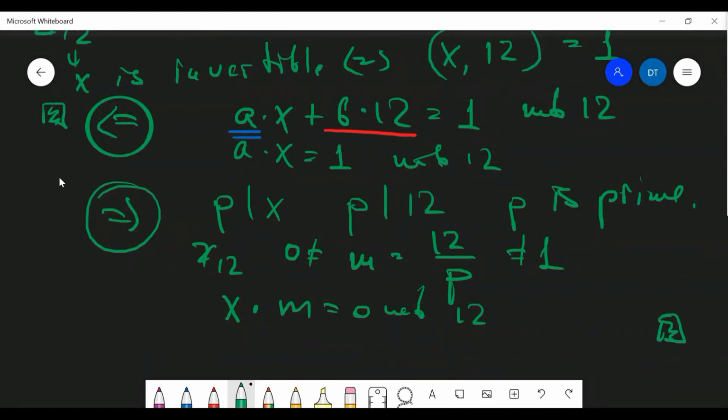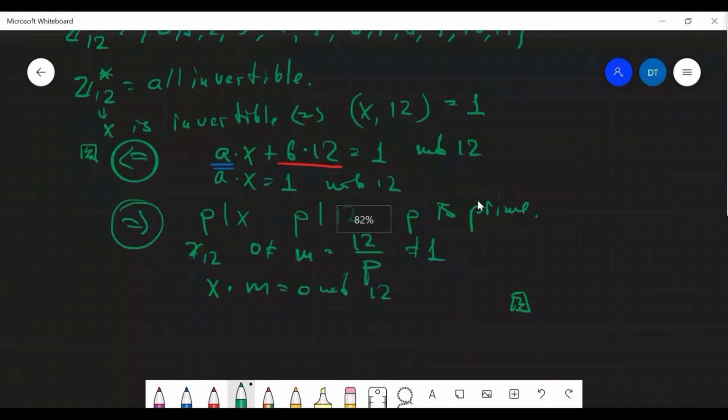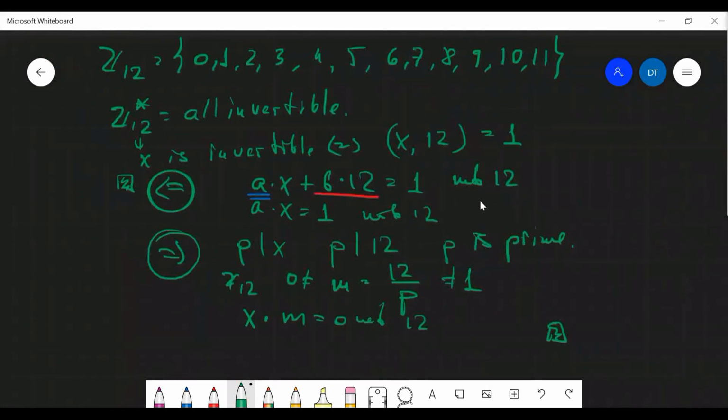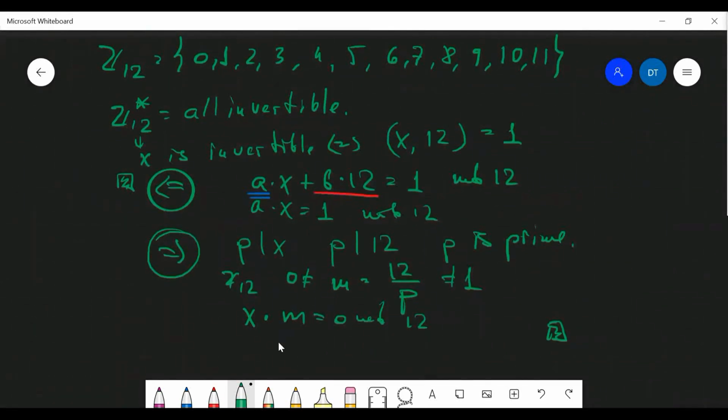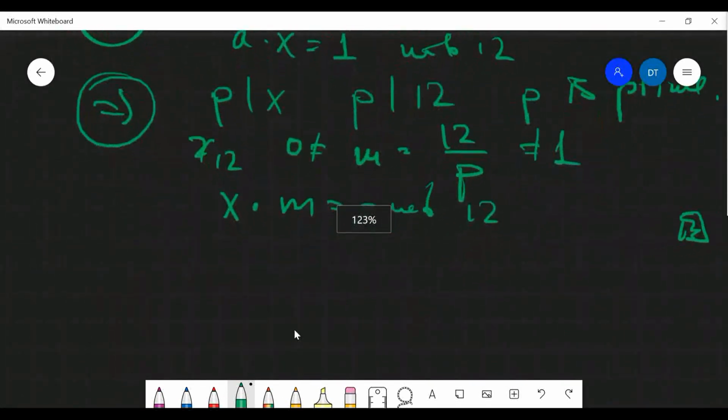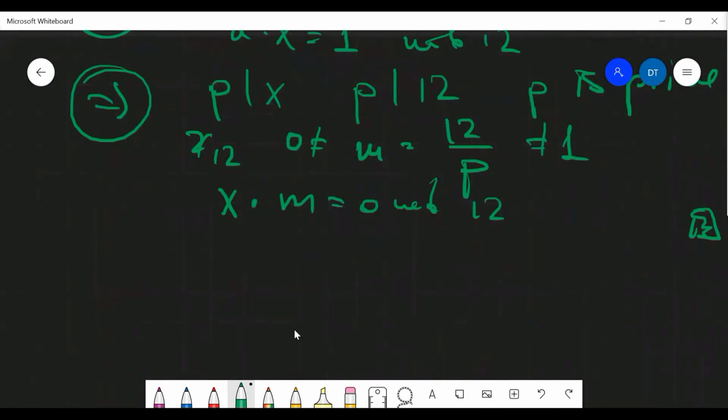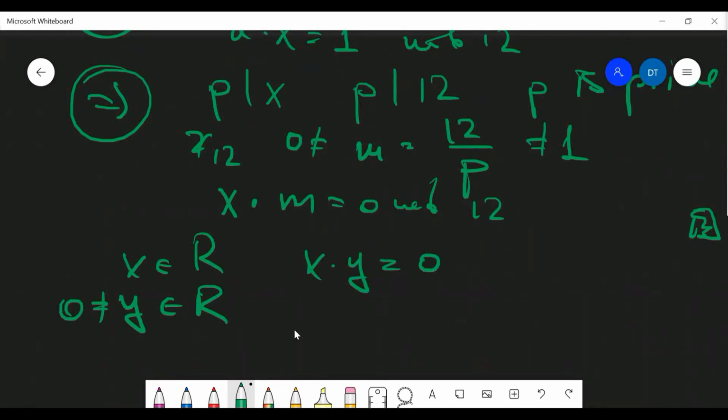Are there any questions regarding this claim? Why does the fact that it's a 0 divisor mean that it's not invertible? Okay, let me repeat the argument. If you have x from a ring R and y from a ring R, and y is not 0, and you have x times y equal to 0, then suppose that there exists x inverse.